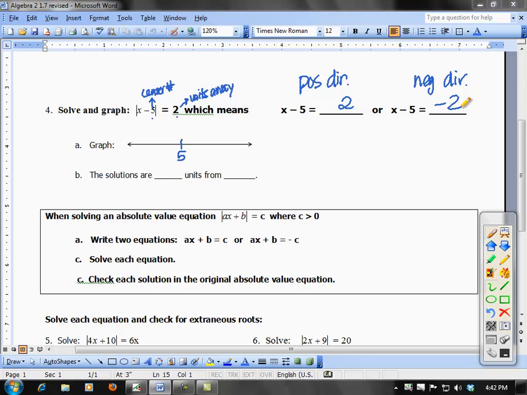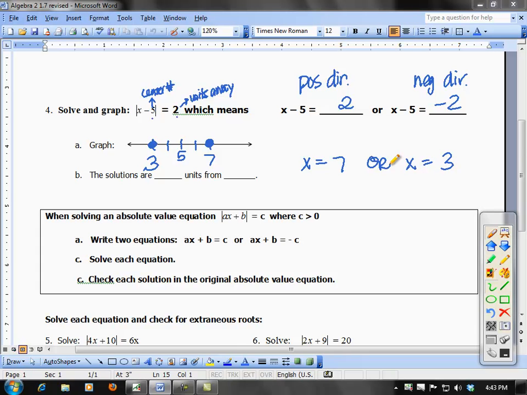Now let's look in terms of number line, and then we'll make our algebra work with that. If I go 2 in the positive direction, I'm at 7. If I go 2 in the negative direction, I'm at 3. So my solutions are x equals 7 and x equals 3. I'm going to put a big or because they are separate. That goes back to 1/6. Okay, how does that work?